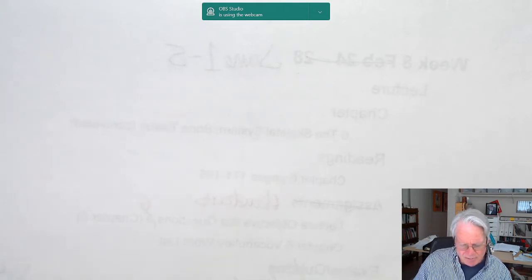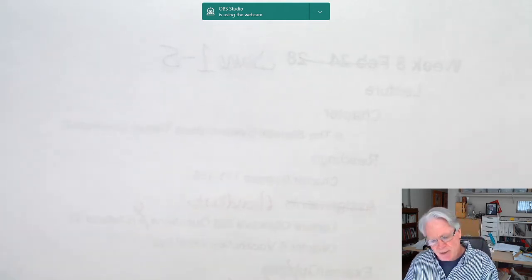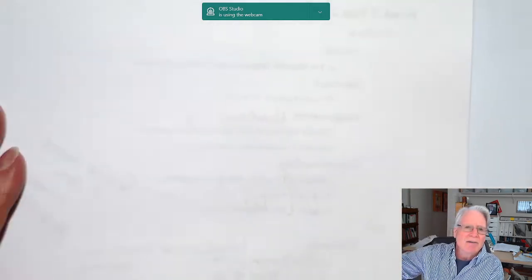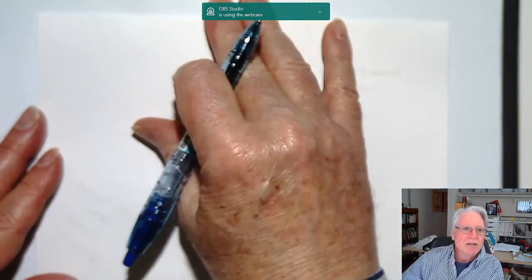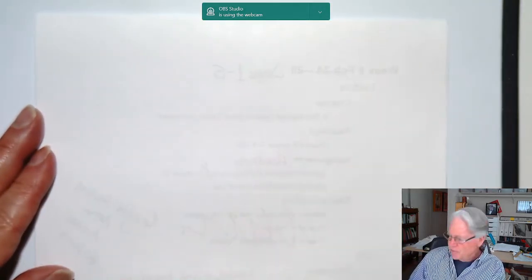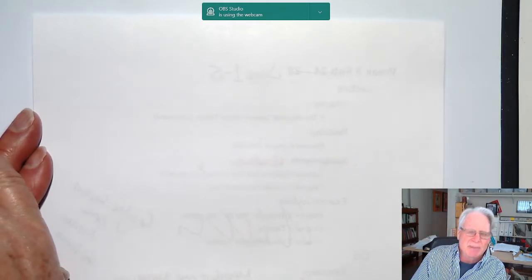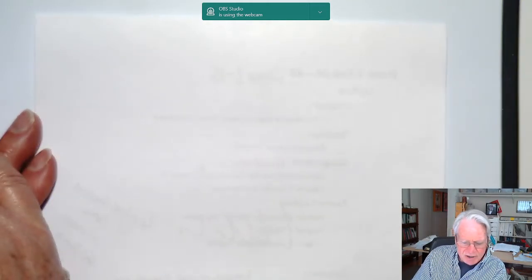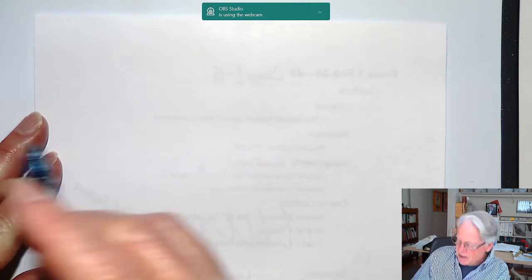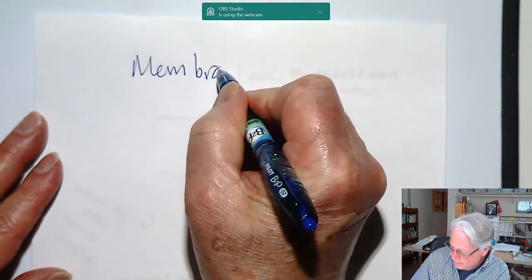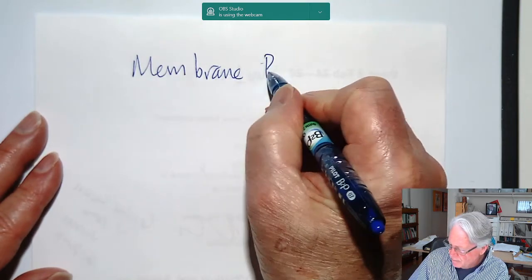Okay. All righty. Well, let's move on and talk about membrane permeability. So this is going to be a very important function of the membrane. We talked about this in a number of different contexts. We talked about this in one of the labs, for example, when we did the lab on osmosis. And let's take a look at that again in a little more detail. And so we're going to list this as membrane permeability.